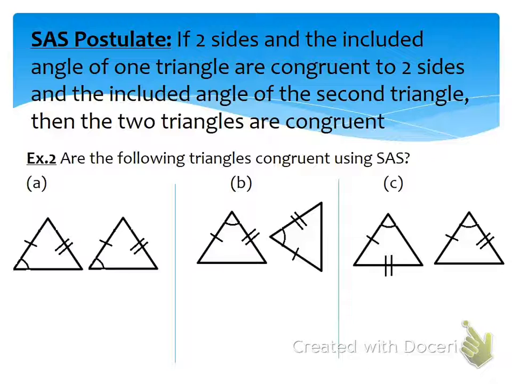So example 2 is a quick yes or no. Are they congruent using side angle side? What do you think about letter A? Why is the answer no? Because it's not between, the angle's not between 2 sides. Good, the angle's not included. This angle is not in between the sides that they marked in either triangle. So no, angle is not included.